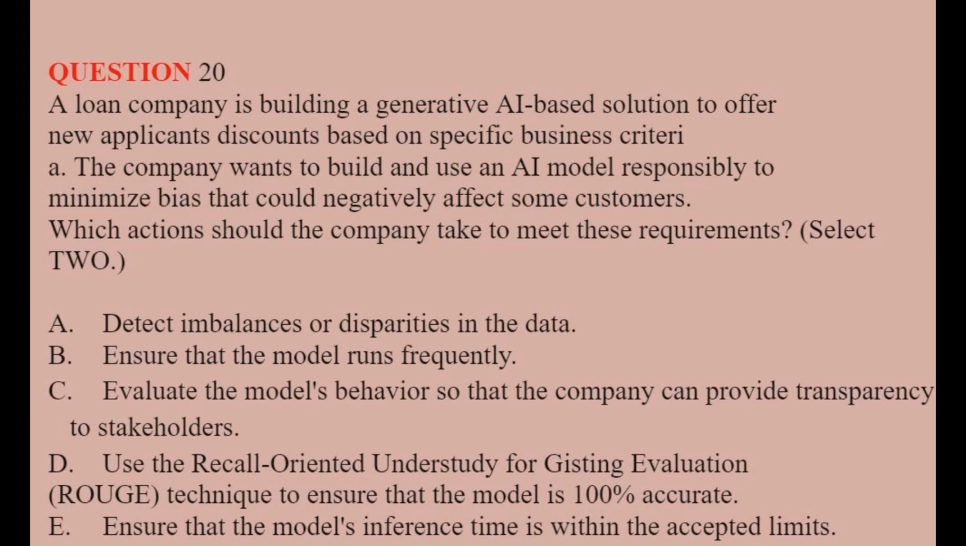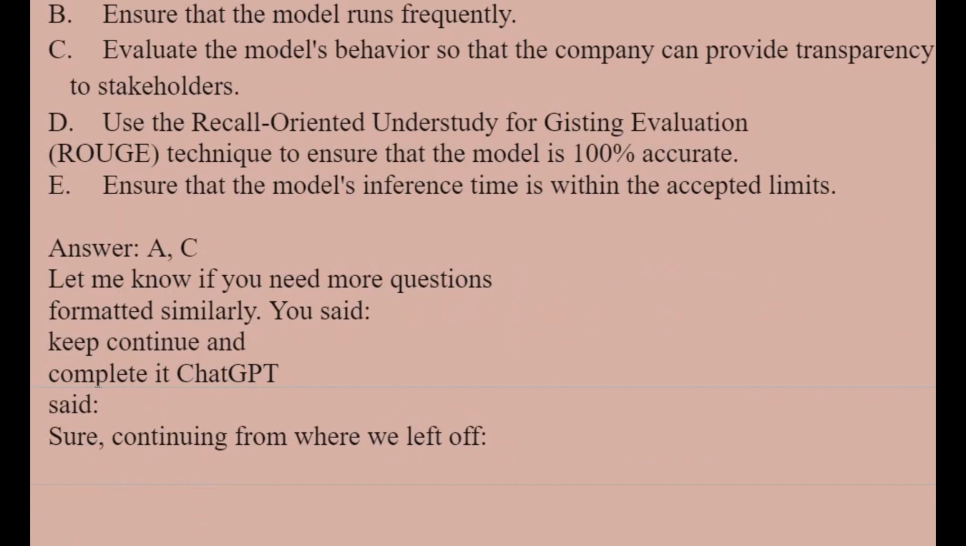Select two options. Option A, detect imbalances or disparities in the data. Option B, ensure that the model runs frequently. Option C, evaluate the model's behavior so that the company can provide transparency to stakeholders. Option D, use the Recall-Oriented Understudy for Gisting Evaluation (ROUGE) technique to ensure that the model is 100% accurate. Option E, ensure that the model's inference time is within the accepted limits. Correct answer is option A and option C.